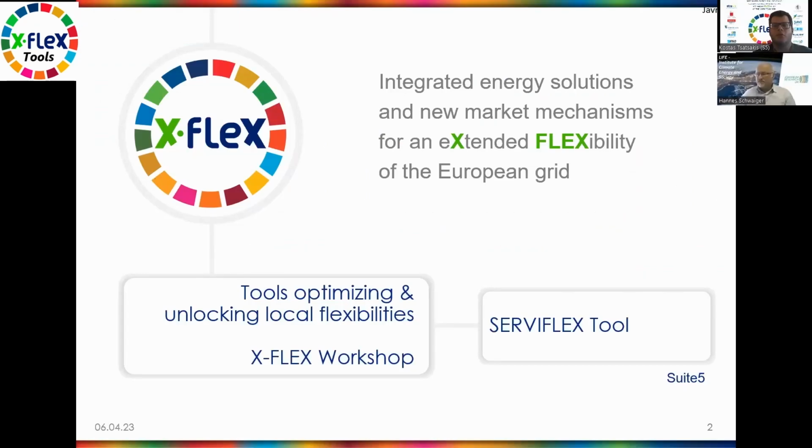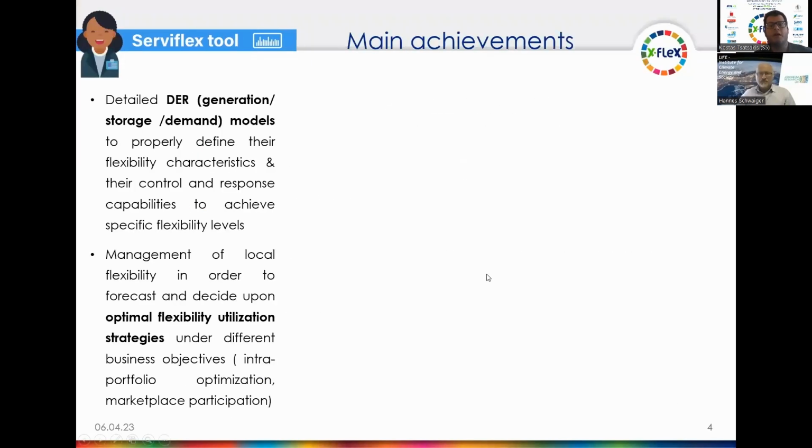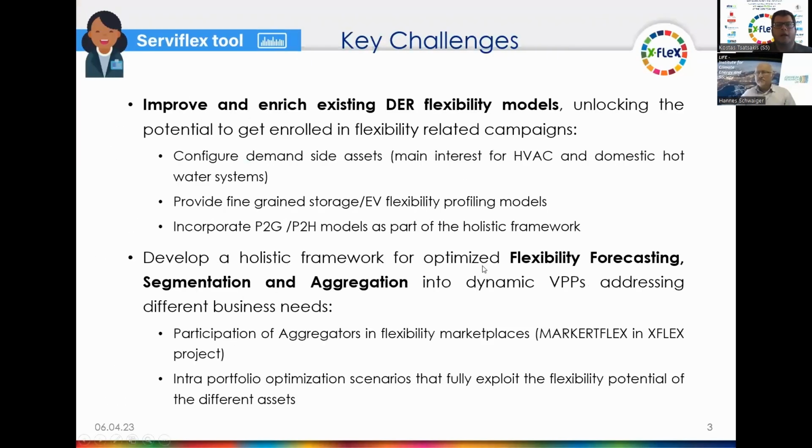Okay. So before going to the key functionalities, the first step is to highlight what are the key objectives behind this implementation. One of the key challenges of the electricity network is how we will ensure that the small DR systems are able to participate at the different flexibility markets. In order to do so, we need to have the tools that will facilitate this enrollment. And therefore, one of the key challenges is how we can improve and enrich existing DR flexibility models by unlocking the potential to provide their available flexibility.